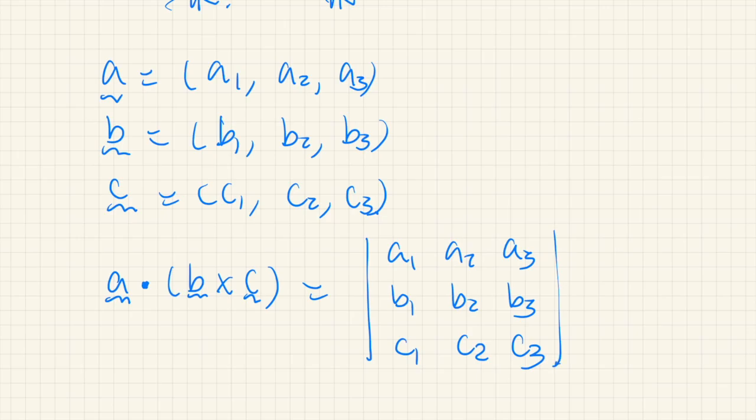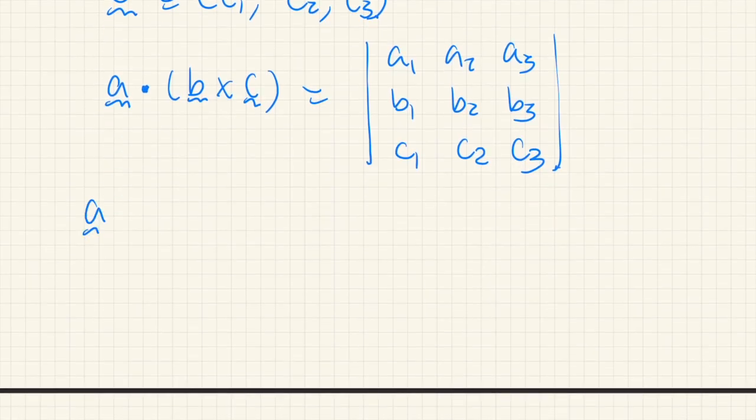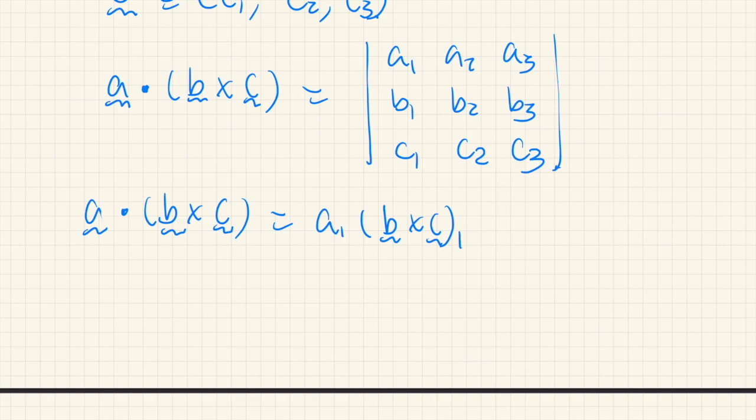So let's show this. Actually, this is not so difficult. So A dot B cross C. Okay, so first consider the dot product. A1 times the first component of B cross C, and A2 times the second component of B cross C, and A3 times the third component of B cross C. Okay, and just apply the definitions here.